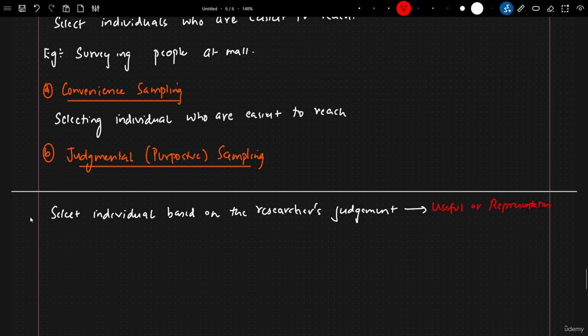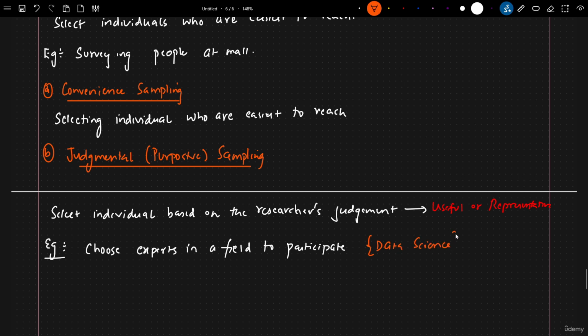So I'm just going to write the definition over here, but by hearing the examples, you will get a clear idea. Let's say I want to do a survey by choosing experts in a specific field or research work to participate. Let's say I want to do a survey related to data science, and I want only the experts to participate. So this is basically called judgmental or purposive sampling.